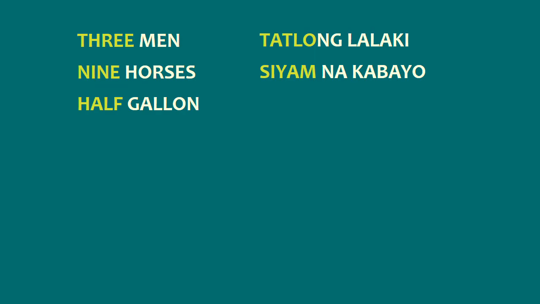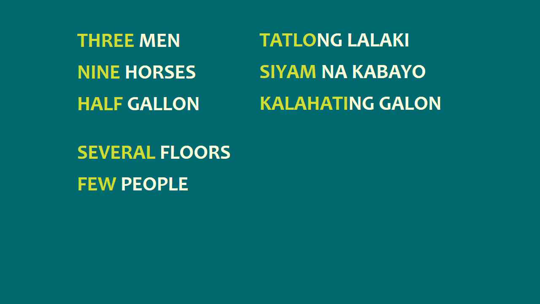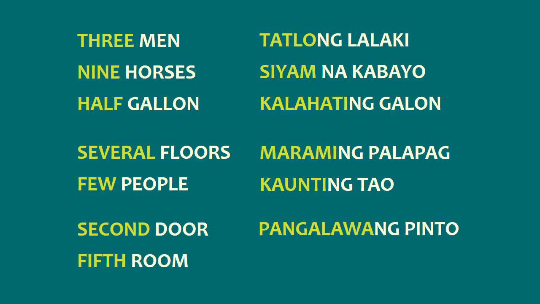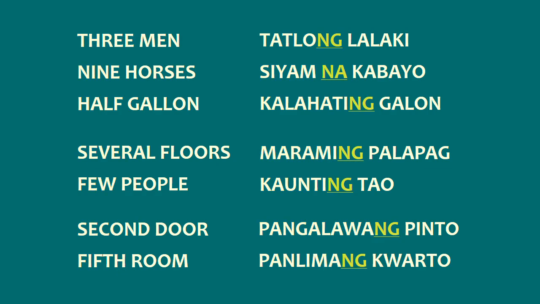Half gallon is kalahating galon. Several floors is maraming palapag. Few people is kaunting tao. And it could also be ordinal. Second door, pangalawang pinto. Fifth room, panlimang kwarto. As you can see, in all of those, the adjectives were placed before the noun it modifies, and same rules apply when it comes to ligatures.